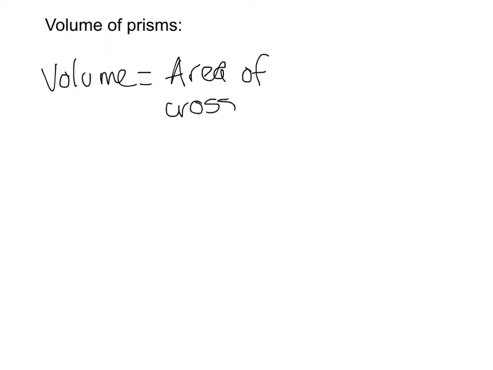So if you had a can of Coke, the volume would be how much Coke you could fit inside that can. So how do we calculate volume? Well, the formula for volume is volume equals area of cross-section multiplied by height, depth, length, whatever you want to call it. It depends on which way the shape is.